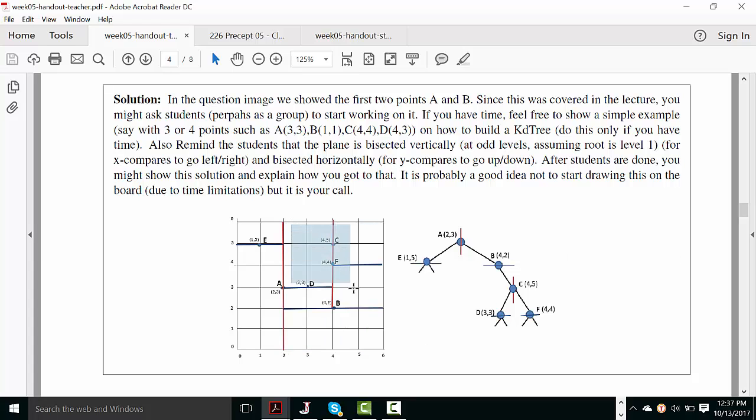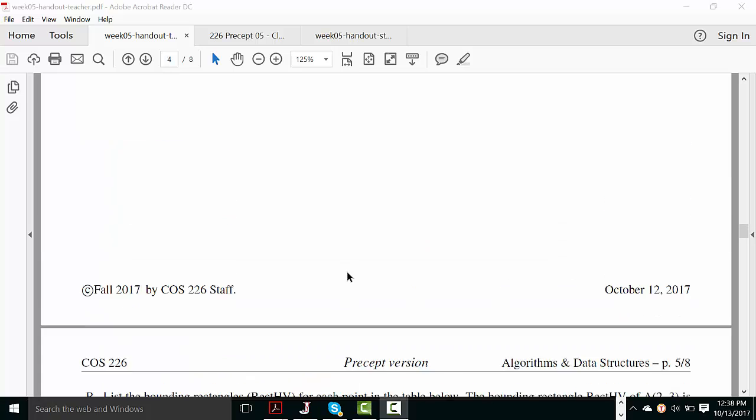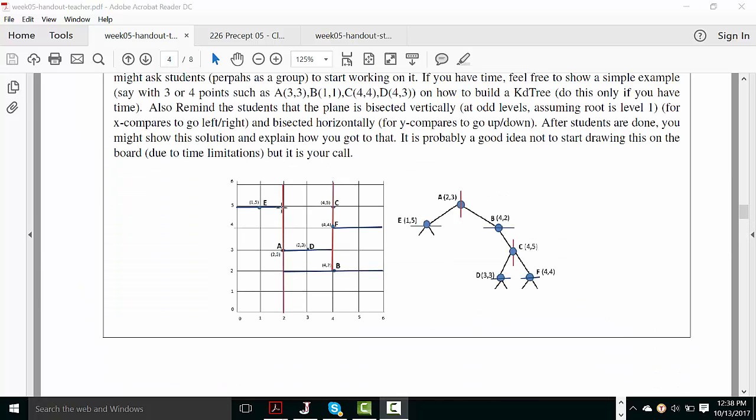And this is the bounding box for C. And the bounding box for D. And the bounding box for E. And the bounding box for F. So those are the bounding boxes of the points. So doing 2B, you are asked to list the bounding boxes for each of the rectangles, for each of the points. Now here in the picture, it's easy for us to just identify them.